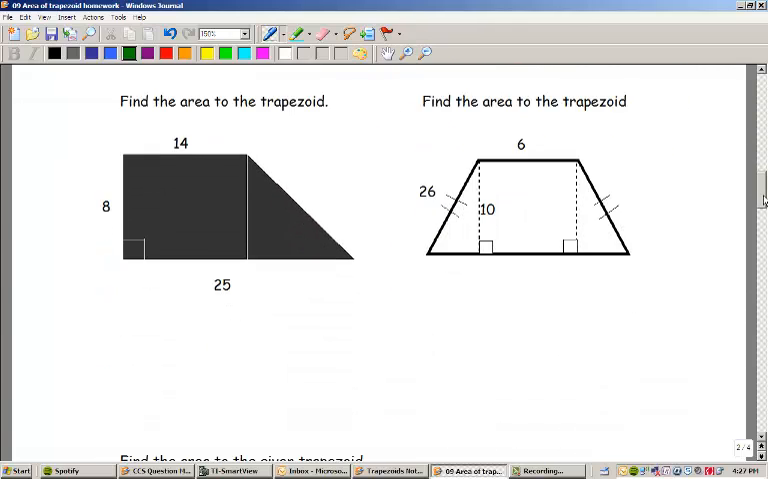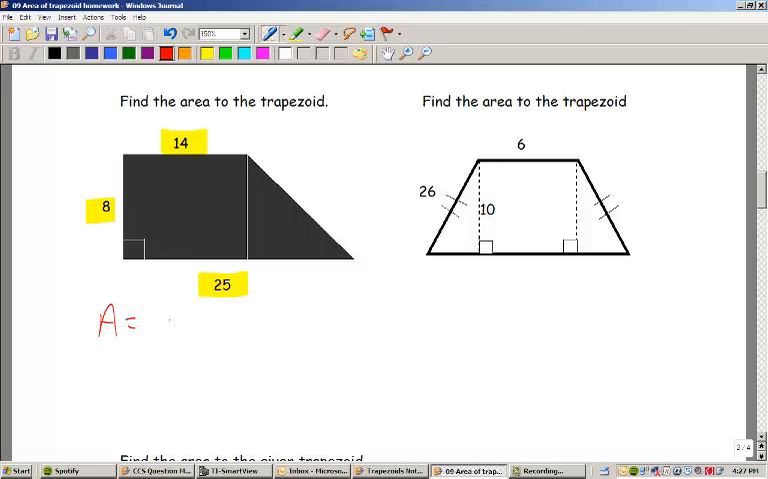On the back side, let's take a look at here. Find the area to the trapezoid. Kind of a funky looking picture, but that's all right. And again, just making sure we understand what do we have. And we have top base, bottom base, and we got the height.